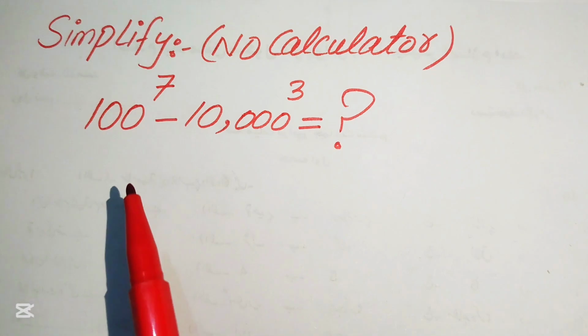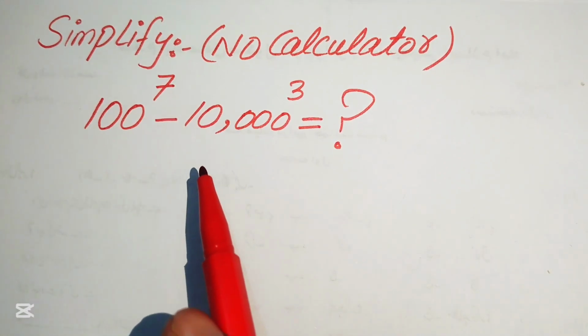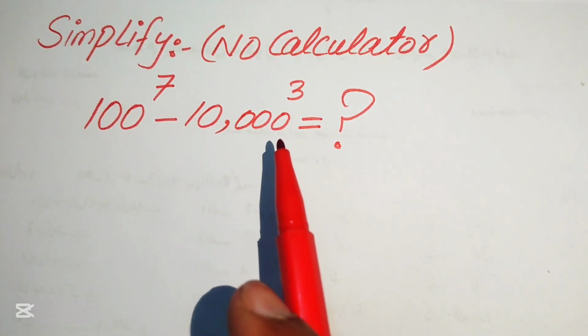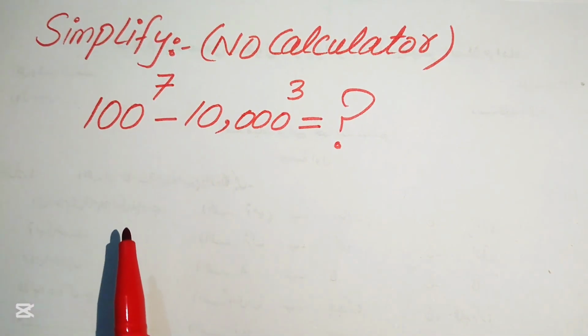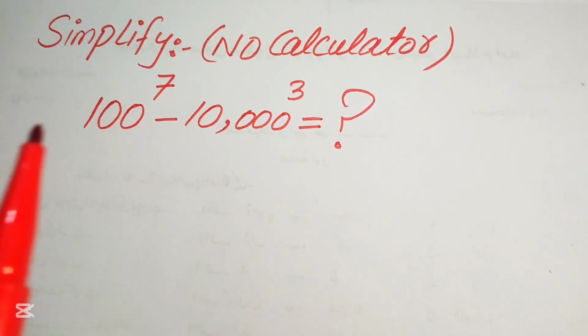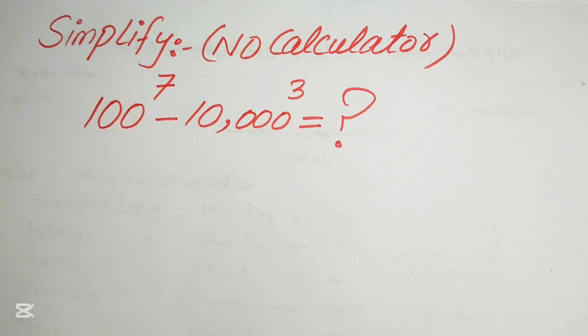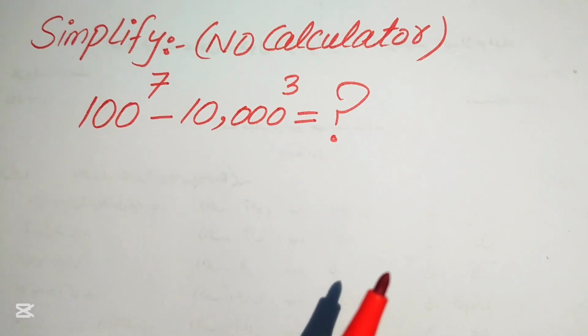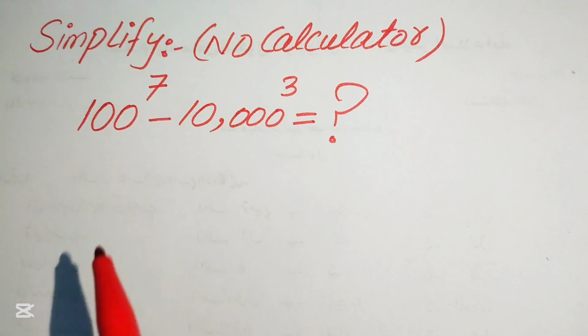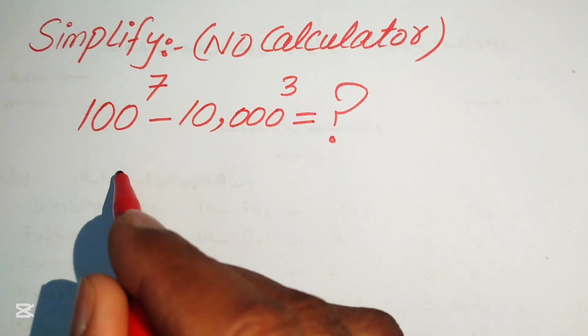Here we have 100 to the power of 7 minus 10,000 to the power of cubed. So we write this algebraic expression into the simplified form. So here the very first step we are going to do is to focus on the bases of these two terms, and you very well know about that.